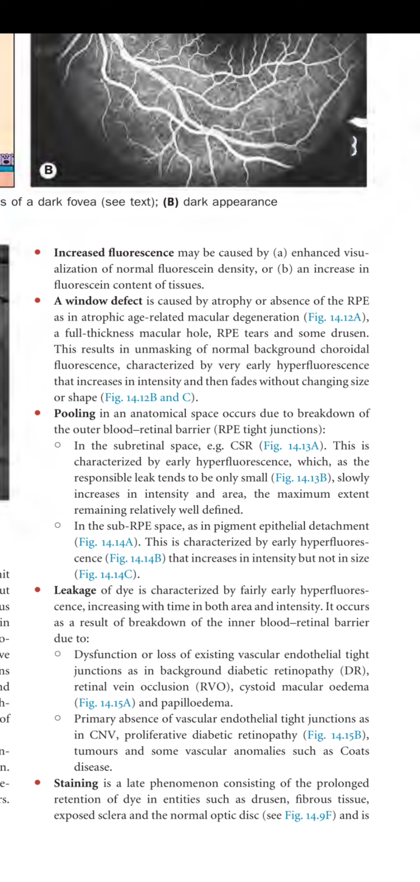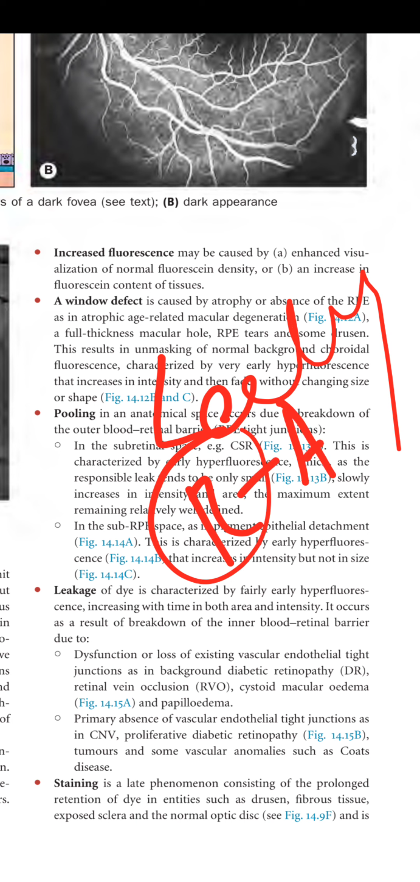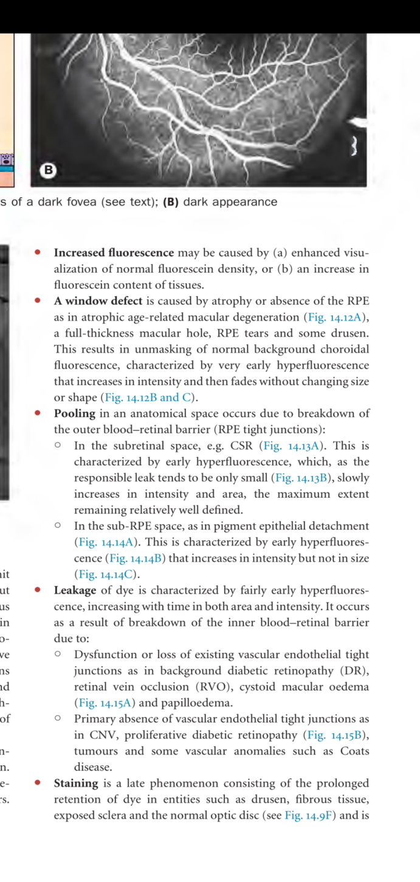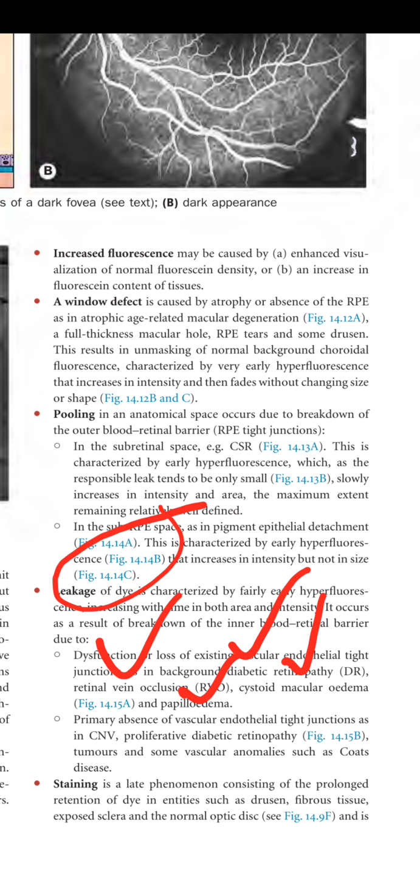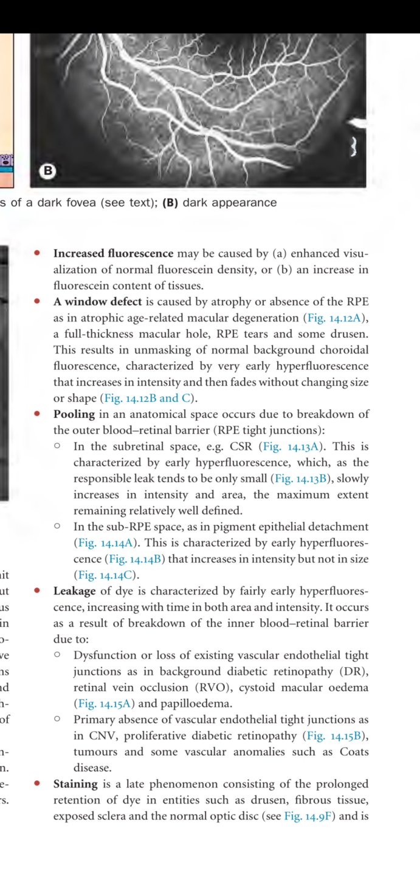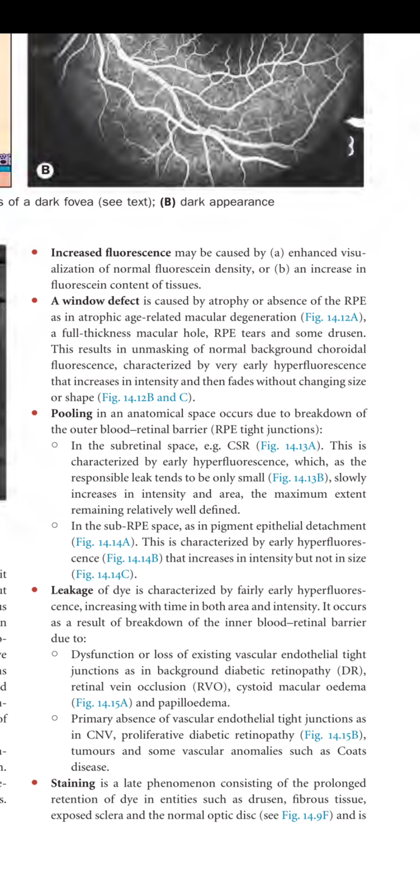So leakage occurs when there is leaking from retinal vessels, whenever there is a disruption in the inner blood retinal barrier. That is, dysfunction or loss of existing vascular endothelial tight junction, as in background diabetic retinopathy, retinal vein occlusion, cystoid macular edema, and papilledema. So when there is a disruption of the endothelial junction, leakage of the dye can occur. It is basically increasing in both area and intensity.